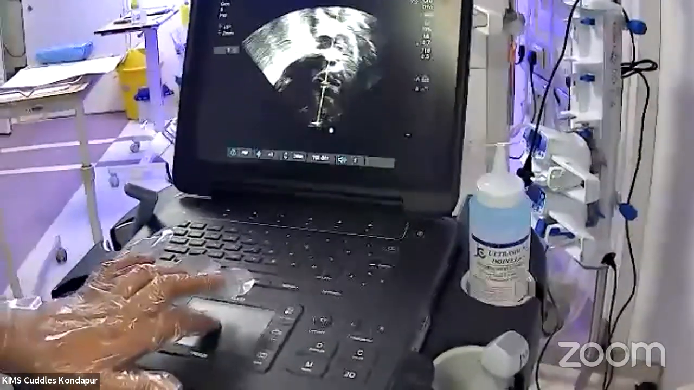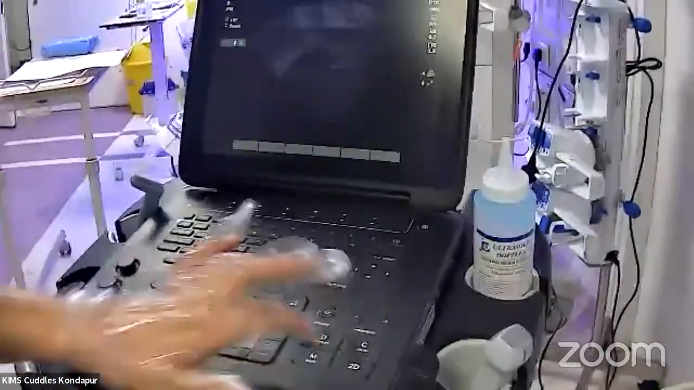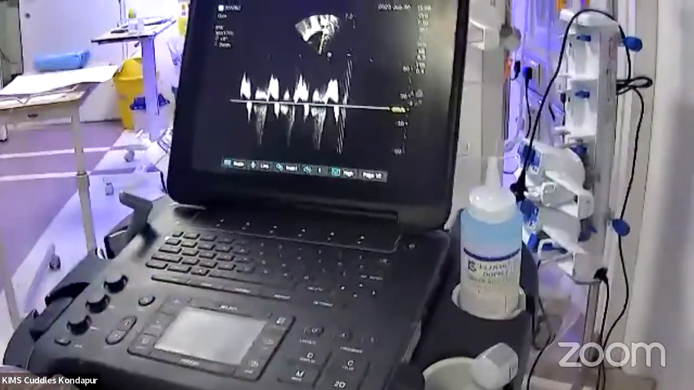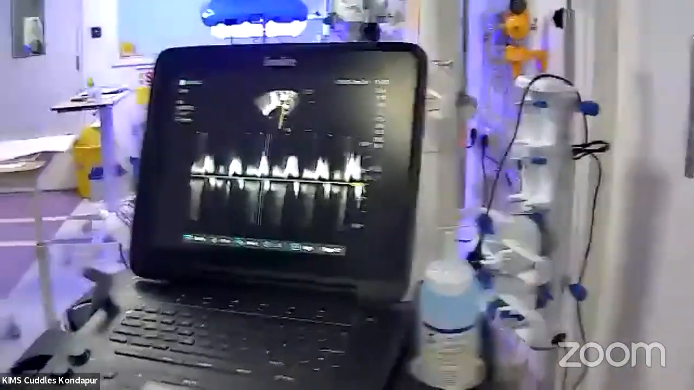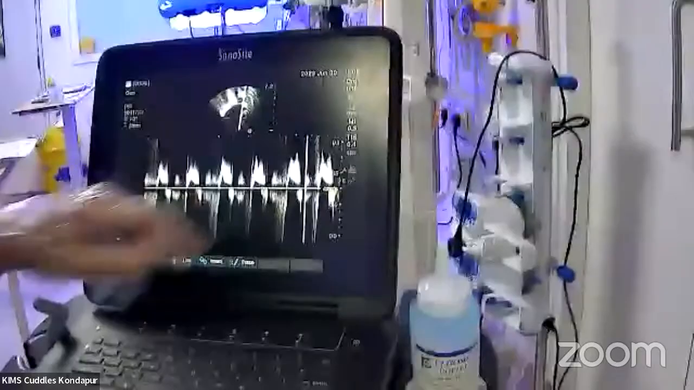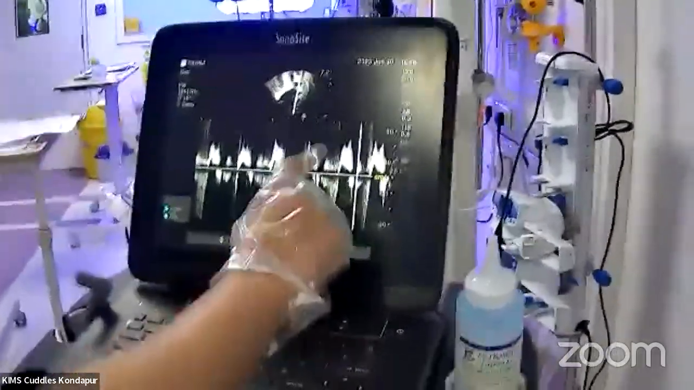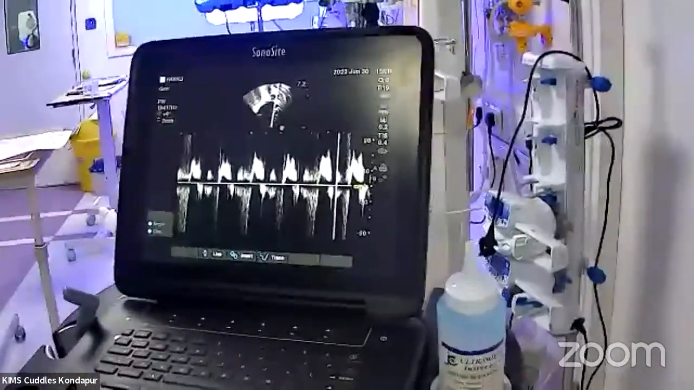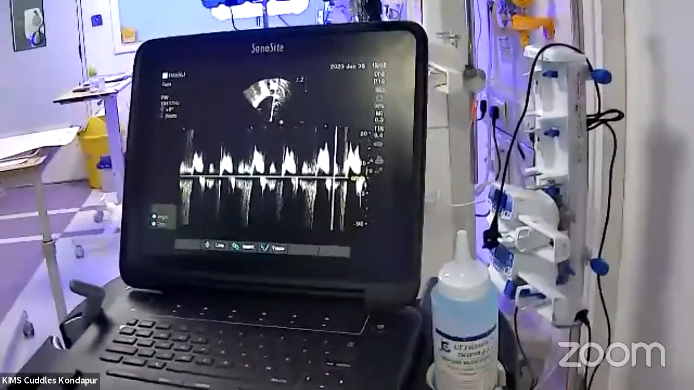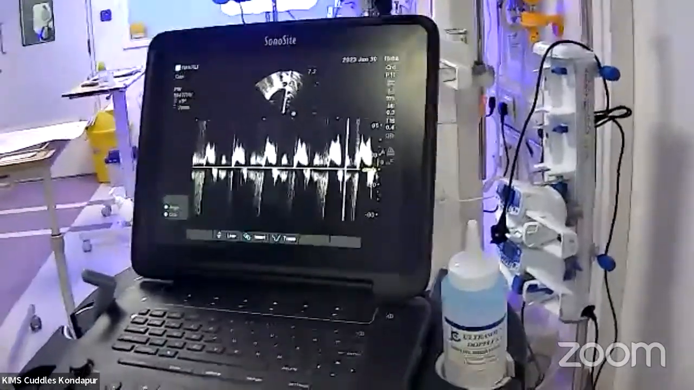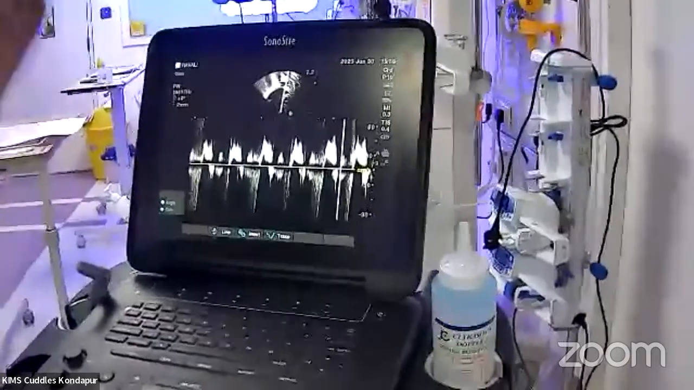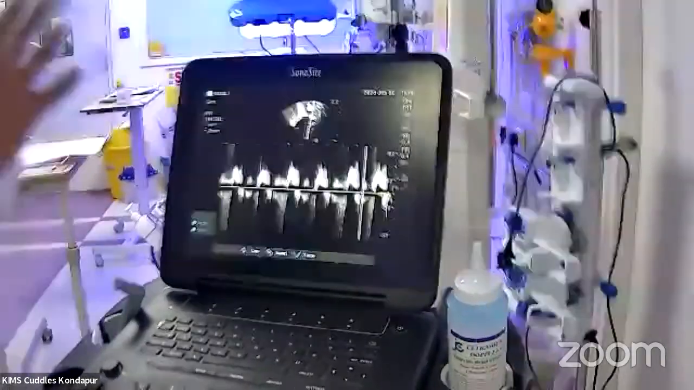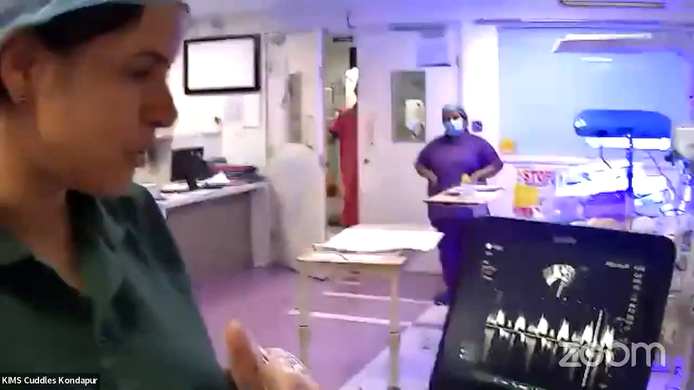So if we take Doppler at the level of the mitral valve, we'll be able to see the E by A ratios. The first peak is the E and the second peak is the A. Generally E is the flow caused by the passive filling of the ventricle from the atrium, whereas A is because of atrial systole. So the atrium contracts and pushes blood into the ventricle. In E, there is passive filling from the atrium to the ventricle.